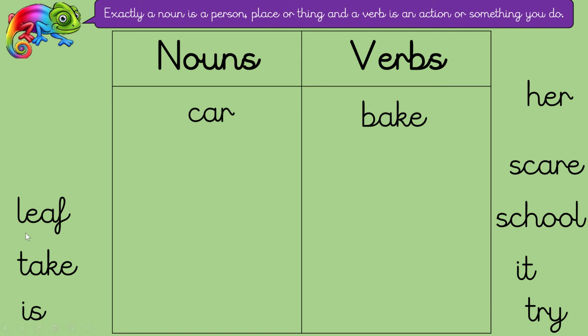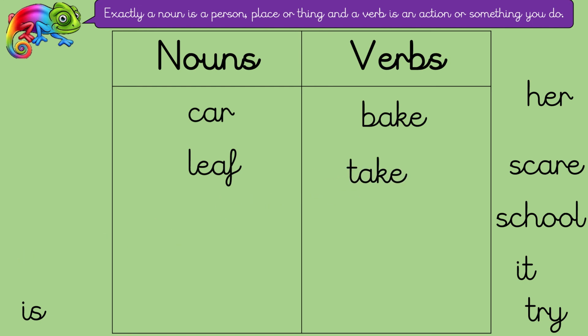Have a look at the next one. That's the word leaf. And where does that go? Is that a noun or is it a verb? You're right, it's a noun, it's a thing. Have a look at the next one. What word is that? Yep, it's the word take. And where is that one going to go? Is it a noun or is it a verb? Well done if you said verb. It's something that you do. Have a look at this one down here. What's this one?